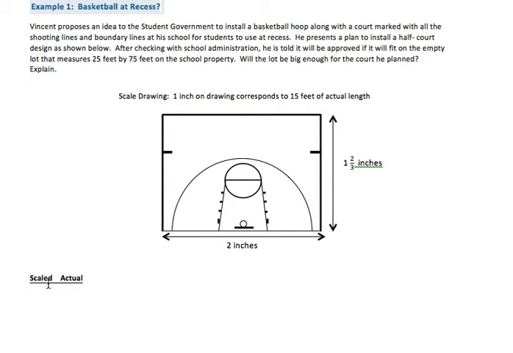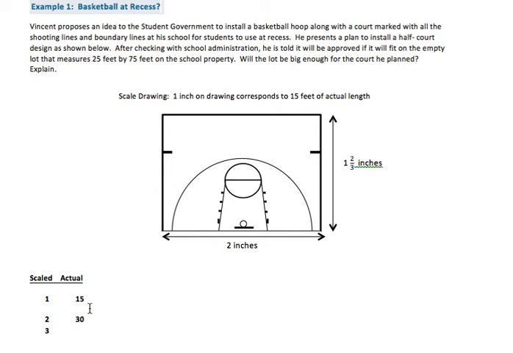If the scaled length, let's go back. If from our scale, let's put that in first. If the scale is 1 inch, the actual measurement will be 15 feet. We'll ignore the units for just a moment. When the scaled measurement is 2 inches, we would expect it then to be 30 feet, since we can clearly see that the constant of proportionality would be 15 to 1.